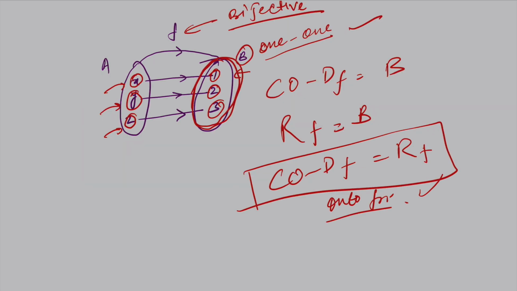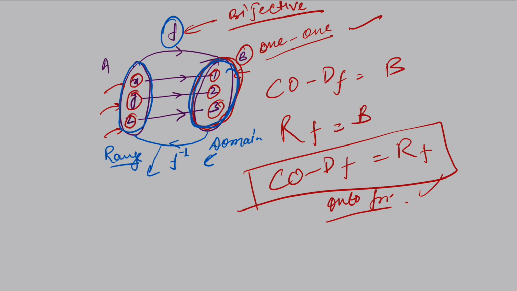Here in this example, let's say we define a function from B to A. So this function will be the inverse of the original function f. So this function will be f inverse. Now the codomain of the original function will become the domain of the inverse function and the domain of the original function will become the range. So we can write this function as 1, 2, 3 and this is x, y, z.